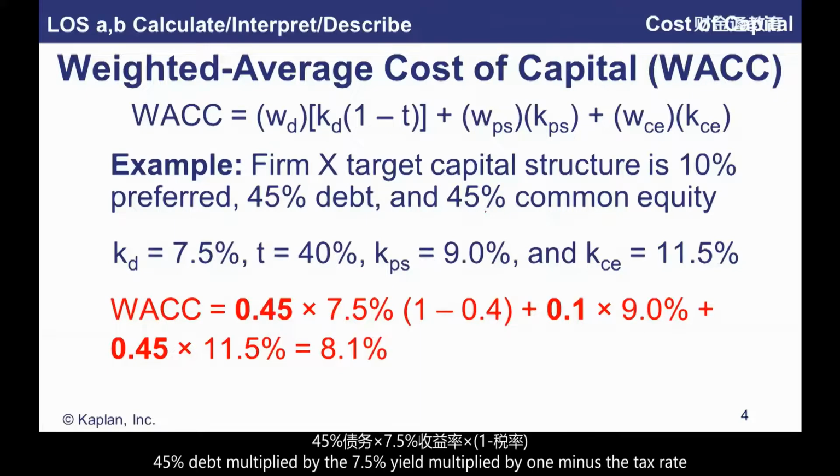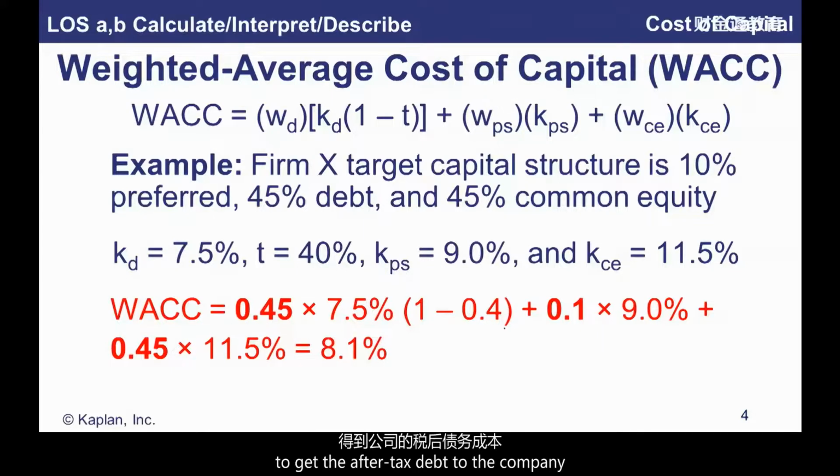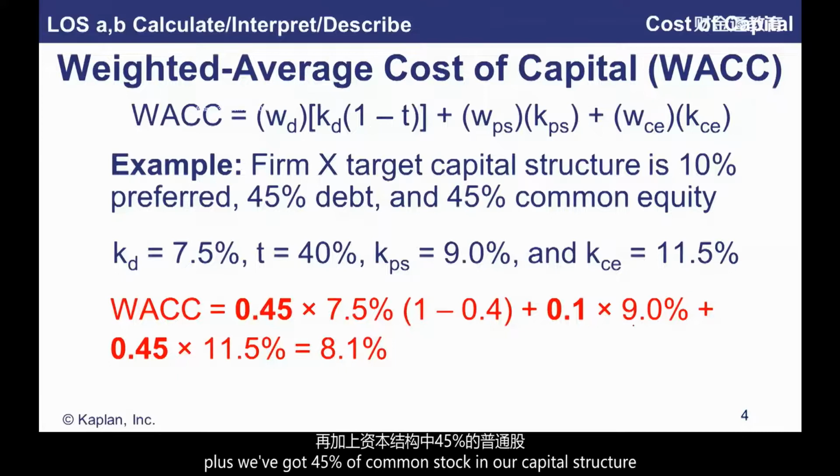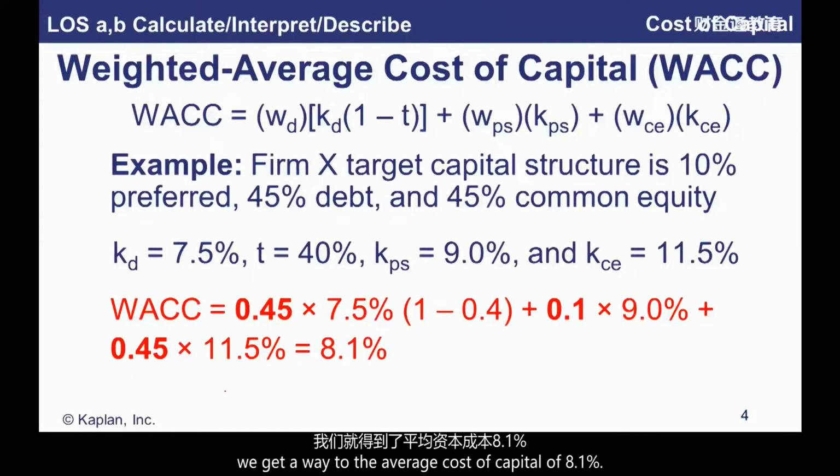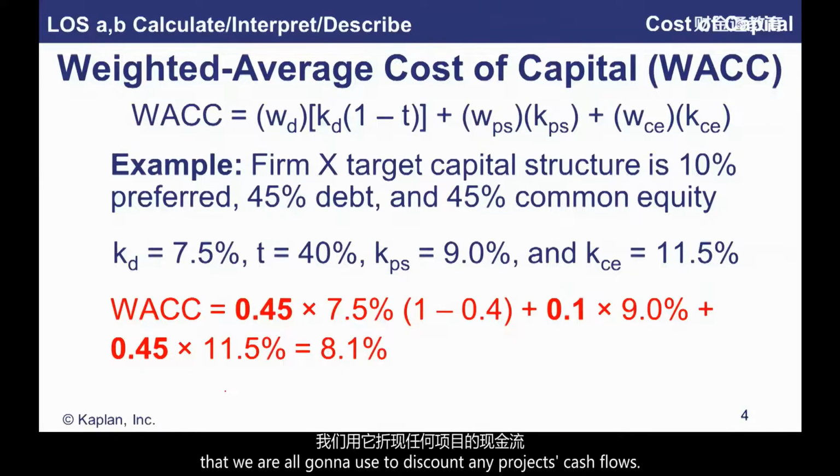So simply taking a weighted average of that. The 0.45, what's the 0.45? That's my debt, 45% debt multiplied by the 7.5% yield multiplied by 1 minus the tax rate to get the after-tax cost of debt to the company. Plus we've got 10% of preference shares, which are costing us 9%, plus we've got 45% of common stock in our capital structure, which costs us 11.5%. So just multiplying and adding all that together, we get a weighted average cost of capital of 8.1%. And that is the discount rate that we are going to use to discount any project cash flows.